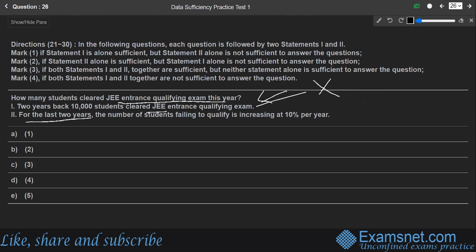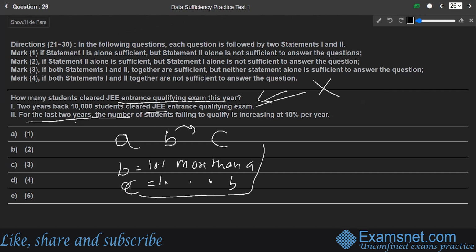If we see statement number 2 alone, for the last 2 years, the number of students qualifying is increasing at 10% per year. So let's say the year previous to the last year, the number of people who qualified were A. Last year, the number who qualified were B. The next year, the number who qualify is C. So the second statement is saying there is a 10% increase. So B is 10% more than A, and similarly C is 10% more than B. But this does not give me any number.